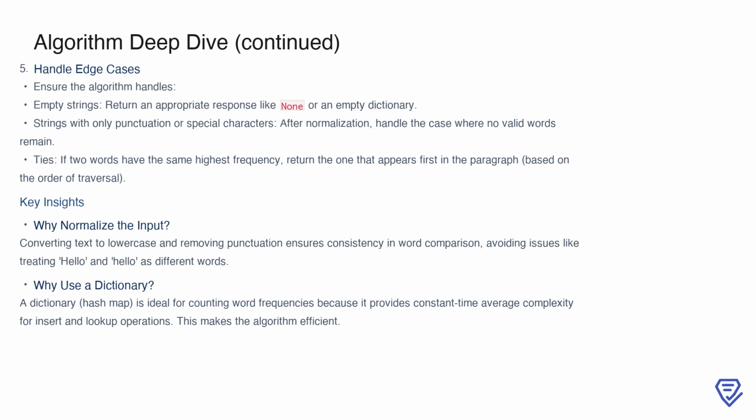Now, let's delve into why we take specific steps in the algorithm. Normalizing the input by converting it to lowercase and removing punctuation ensures that we compare words consistently, avoiding mismatches caused by trivial differences like capitalization. Using a dictionary to count word frequencies is particularly useful because it provides constant time complexity for inserting and looking up keys, making the process both fast and scalable.